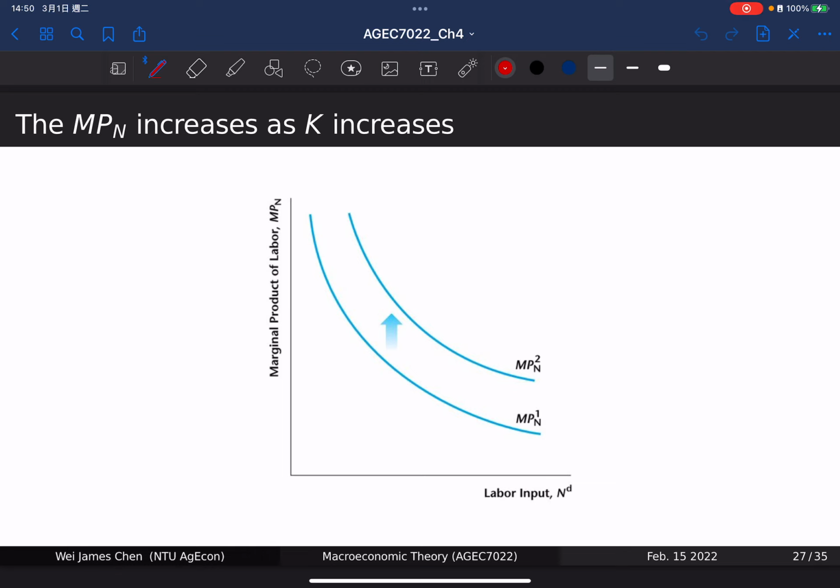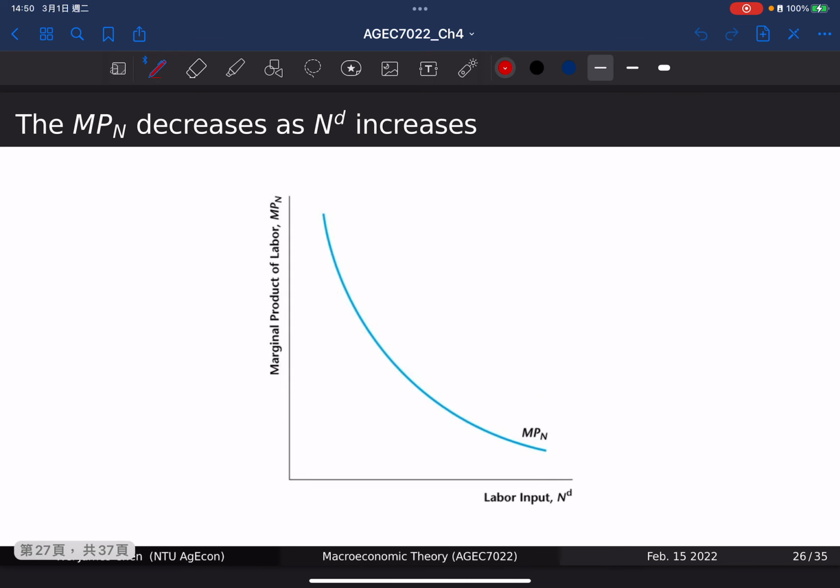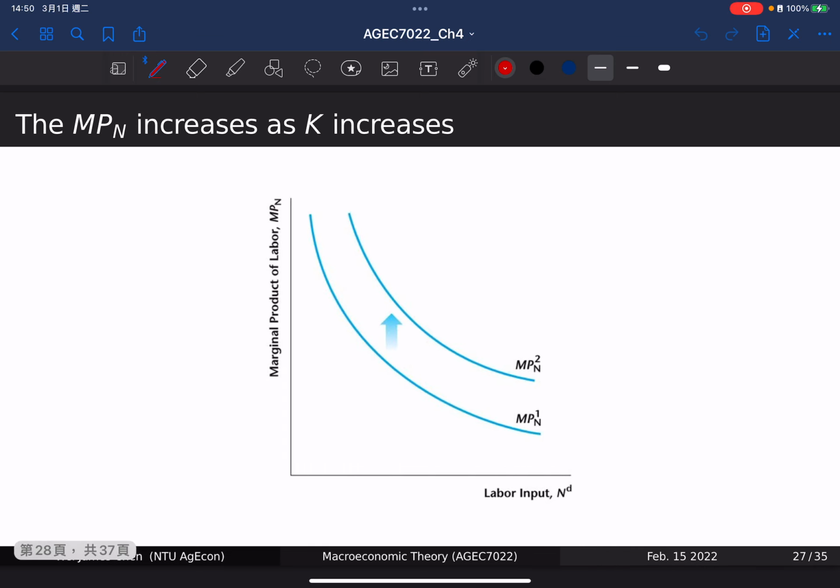Because this is MPN, the y-axis is MPN, and the labor input is ND. There's no K here, right? Before, in the previous graph here, this is fixing for one K. Say K is 100. So what if I increase the K from 100 to 200? This will happen. The whole line will move up. Is that clear? Okay.